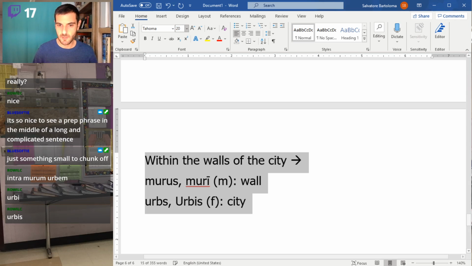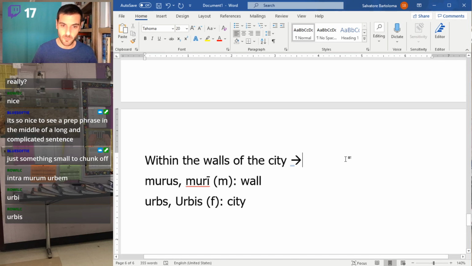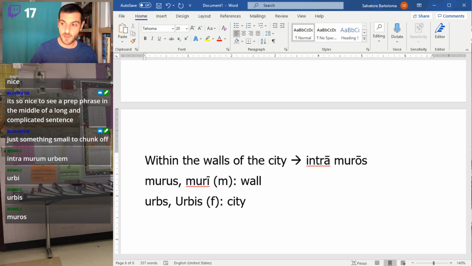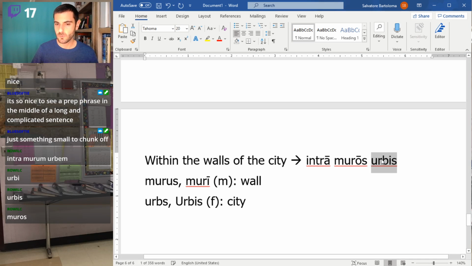Now we're getting to can we do charts? Which is always. So within is intra. It takes the accusative case. So walls are the accusative. Within the walls. And it needs to be accusative plural. Intramurum would be within the wall, and that doesn't really make a whole lot of sense. Intramuros, then you have your of the city, then you have your genitive. So intramuros urbis or intra urbis muros. Wherever you put it, as long as it's in the genitive case, life is good.